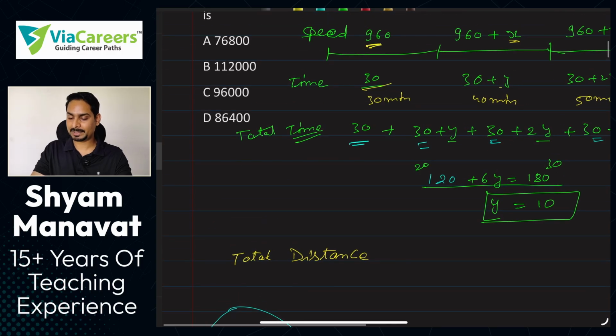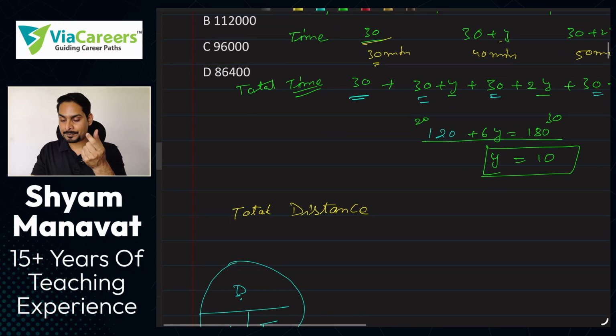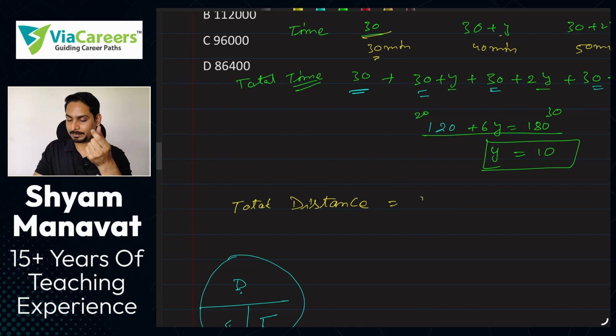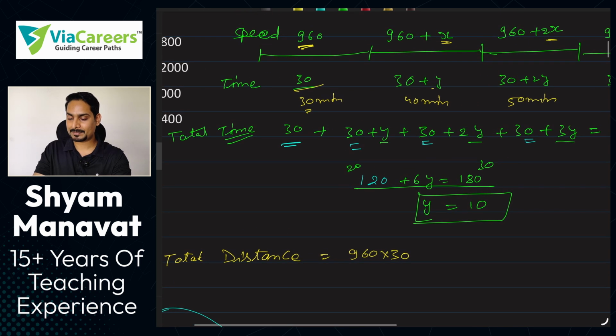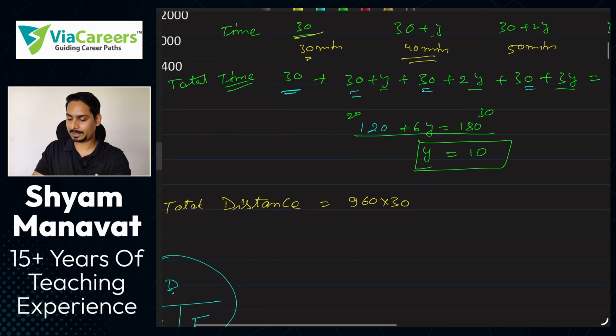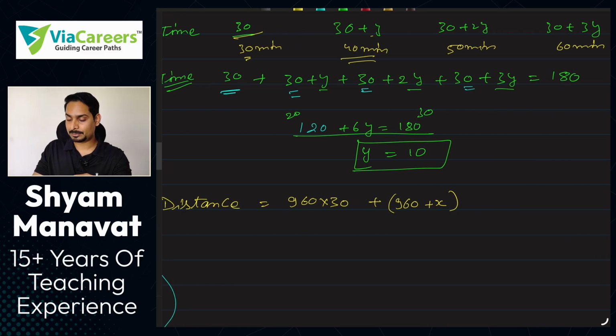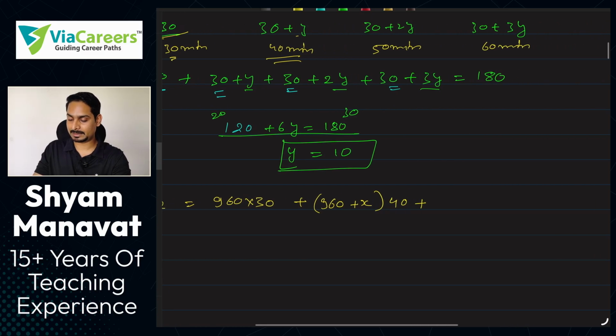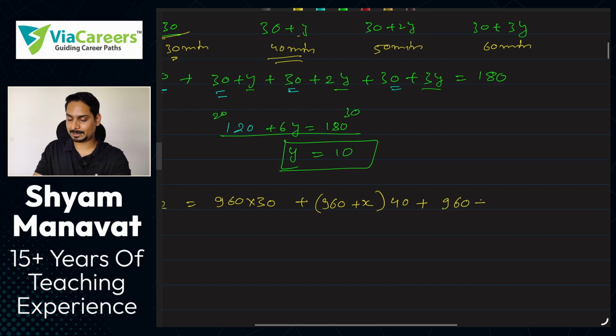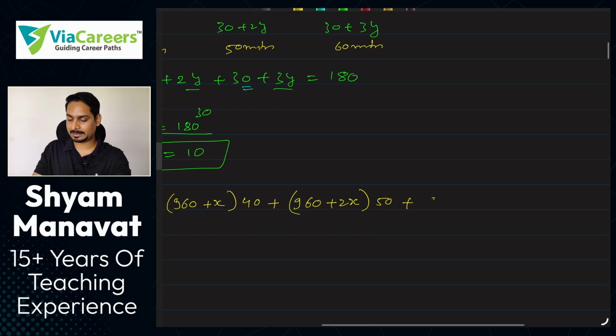So here you have speed and here you have time for the first part. The first part distance traveled should be 960 into 30. The second part distance traveled should be 960 plus x into 40, right? Here x is the common difference in the arithmetic progression. The third part is 960 plus 2x into 50. The next part is 960 plus 3x into 60, right?